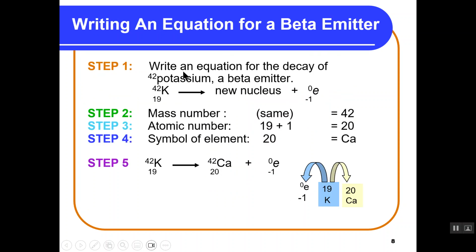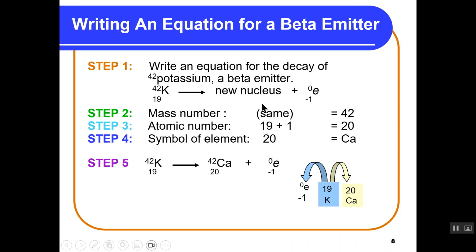So here's an example. Let's say the question is, write an equation for the decay of potassium-42. All right? So we start off with the potassium-42, and then we know that the beta particle is emitted, so we write the formula for the beta particle here. So the question is, what's the formula for the nucleus that is formed here? The mass number will not change, so we're going to put 42 here, but the atomic number will change because we have 19 here and -1 here, which means that the new atomic number must be 20, right?